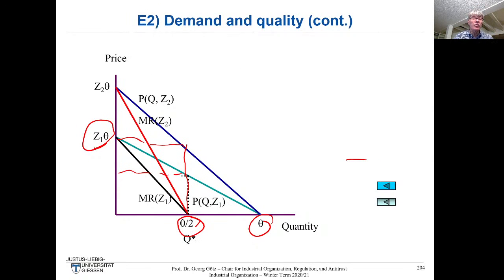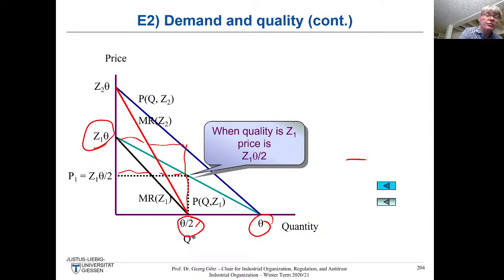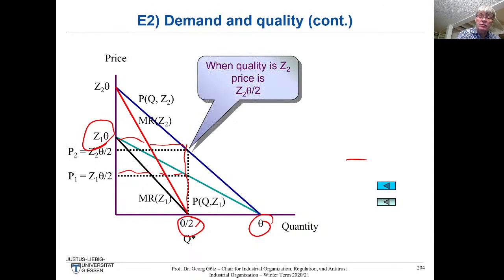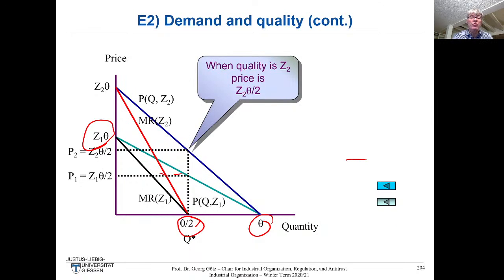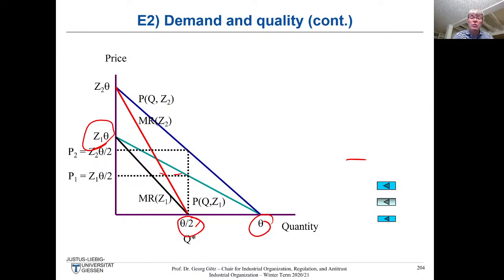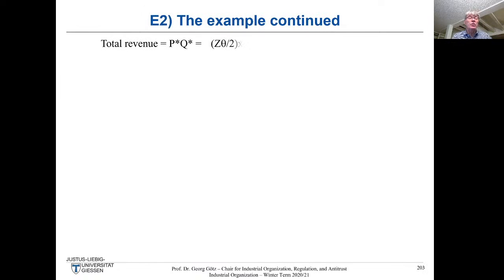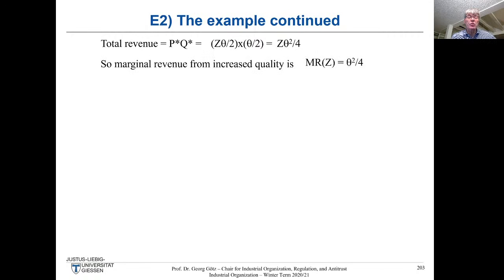What we do then is, what about quality? I have to erase it again. So now you see here, when quality is set higher, you get a higher price, and of course, you get a profit from increasing your quality. And I now have to jump here. Which was it, the last thing? It's here. And so the total revenue is just this here, marginal revenue from increased quality.